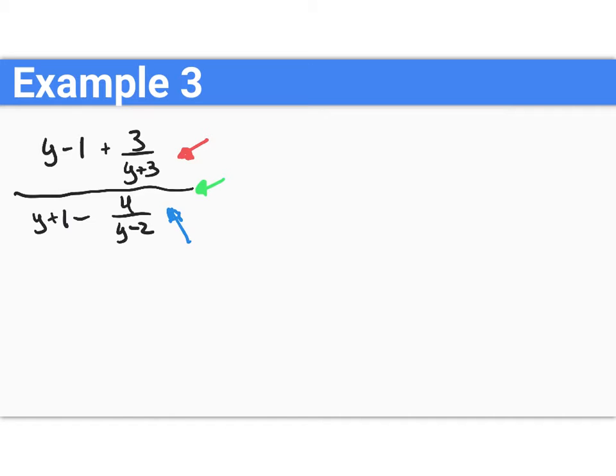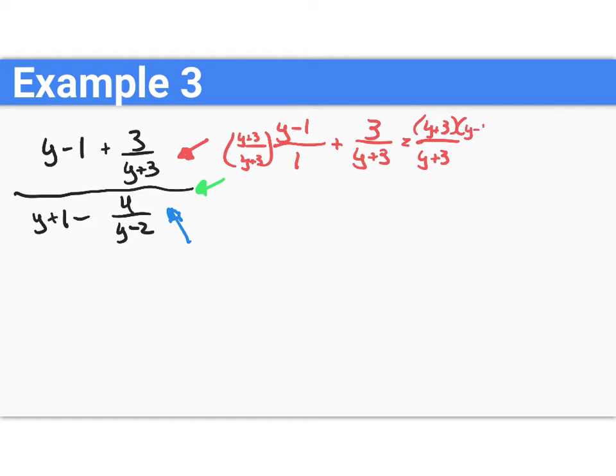So let's start with the top. So you have y minus 1. We'll put it over 1 plus 3 over y plus 3. To get the same denominator, all you have to do is multiply this by y plus 3 over y plus 3. So we get y plus 3 over y plus 3, and then times y minus 1 plus 3 over y plus 3.